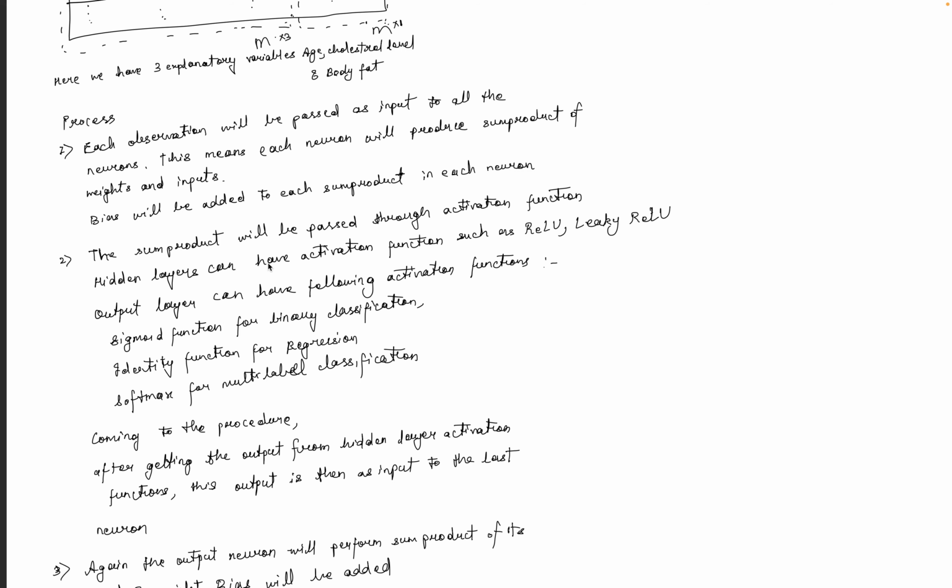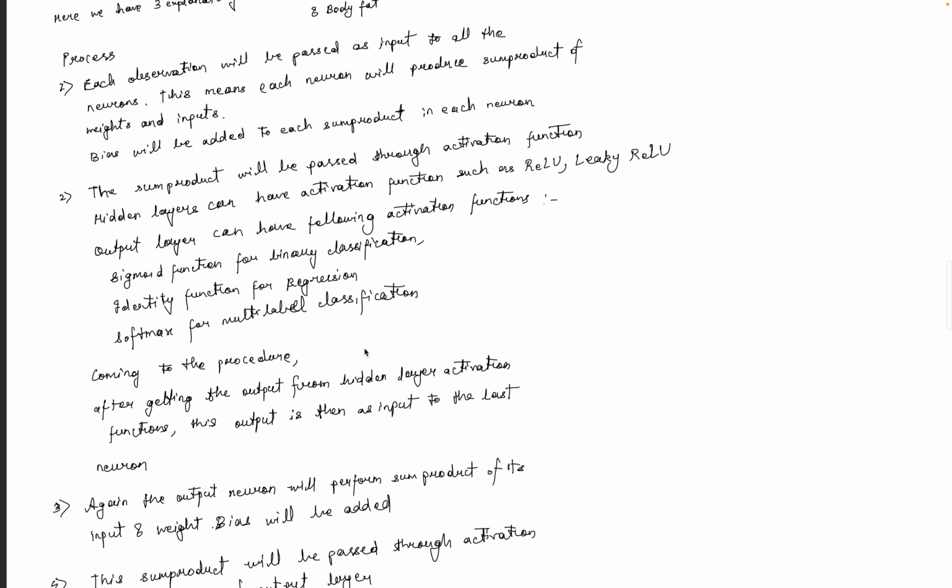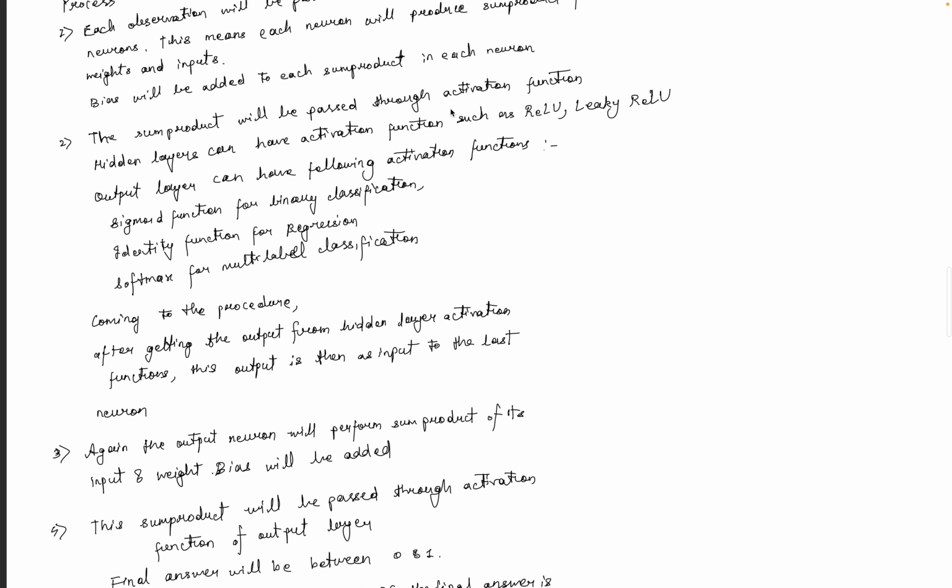Second, the sum product will be passed through the activation function. The sum product which g of x generates will be passed to the activation function for each neuron in the hidden layer. Hidden layers can have activation functions such as ReLU, leaky ReLU, whereas the output layer can have the following activation functions: sigmoid for binary classification, identity function for regression, and softmax for multi-level classification.